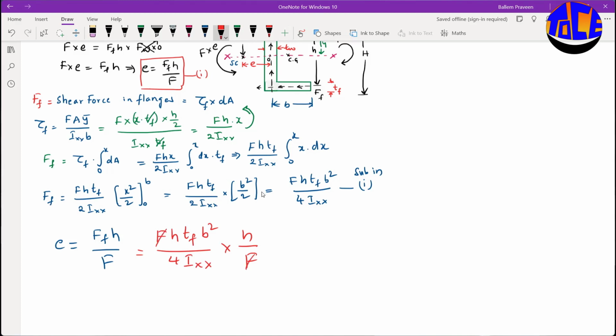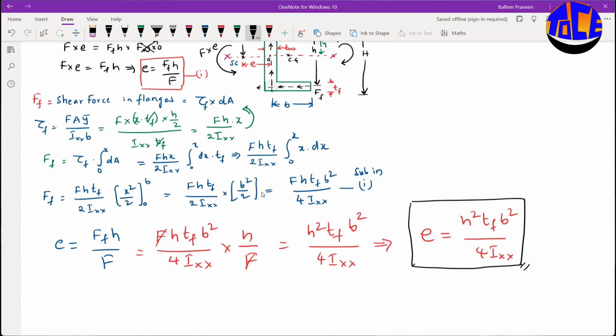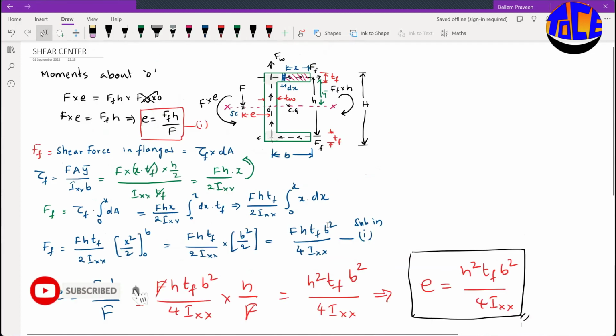So here F gets cancelled. So it will become H square TF B square by 4 times Ixx. So this is the equation to find the eccentricity. So the final equation is E equal to H square TF B square by 4 times Ixx. So this is a simple equation to find out where the shear center is located in a channel section. I hope you all have understood. Thank you all.